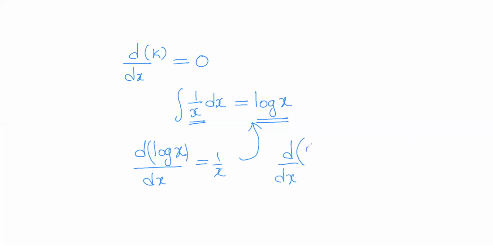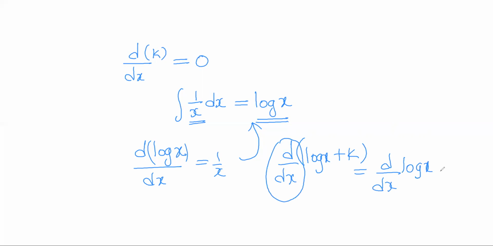But when I differentiate log x plus some constant, what do I get? A differential operator is linear. That is, I can separate the differentiation of log x plus the differentiation of the constant. So the differentiation of log x is 1 by x and the differentiation of a constant is 0. So once again, I'm getting 1 by x. That means not only is the differentiation of log x equal to 1 by x, the differentiation of log x plus any constant is also 1 by x.